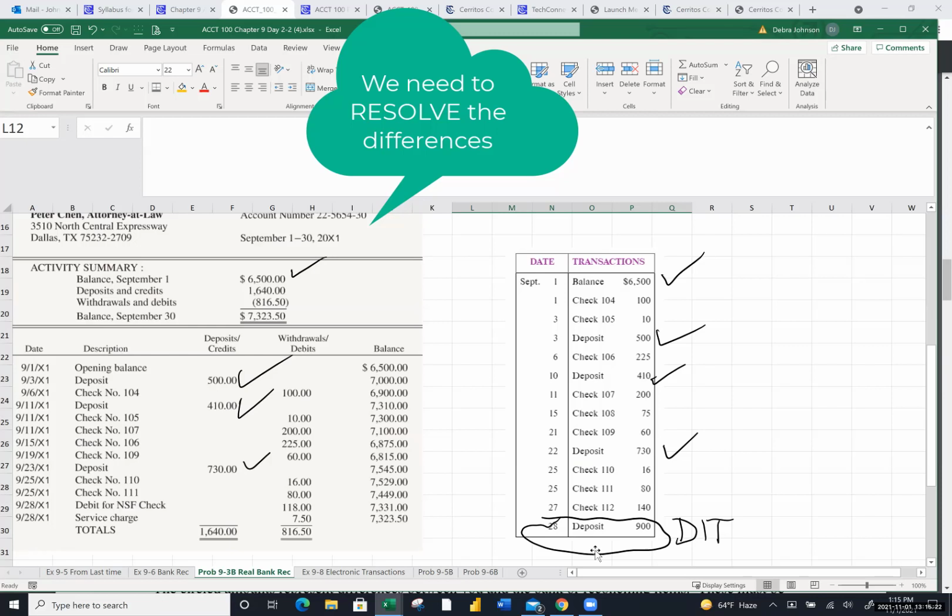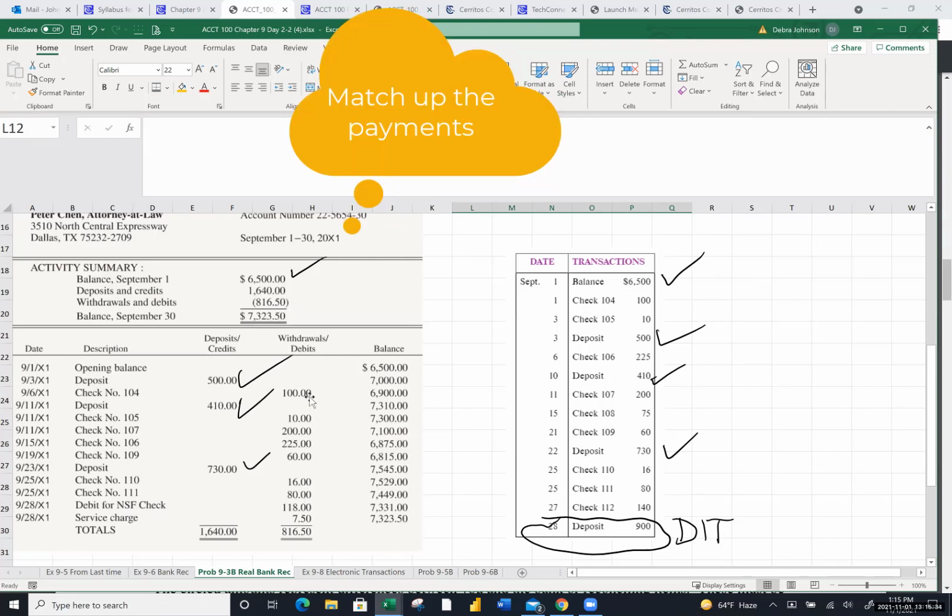So we've taken care of the beginning balances. We've taken care of the 3 and 4 deposits over here. Now we're going to go to the one that's probably a little bit more time consuming, all the payments, what the bank calls debits, payments going out to others. So we're doing a line item by line item comparison. So there's the $100. I see that's cleared the bank. Check them off. Here's the $10. That's cleared the bank. Check it off. Here's $200. Check number 107. Looks like it cleared. Check it off.